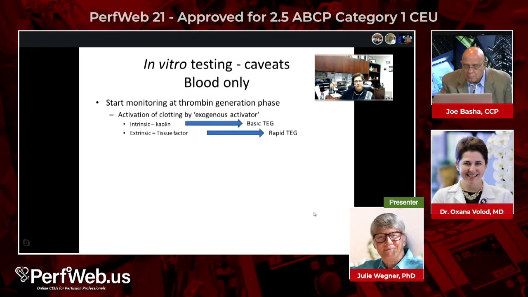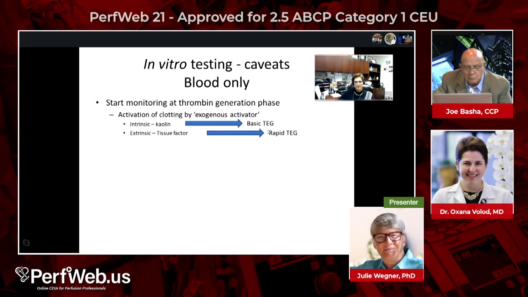All right, so in vitro testing has a couple of caveats. Number one, you're only testing the blood, so whatever's in the blood and its contribution to clot formation is what's being measured. Again, as I indicated, you start monitoring at the thrombin generation phase, or the coagulation phase, and you're adding an exogenous activator. With the intrinsic pathway, you add kaolin, which gives us the basic TEG tracings that we normally see with the TEG 5000. And if you use tissue factor, you'll activate the extrinsic pathway.